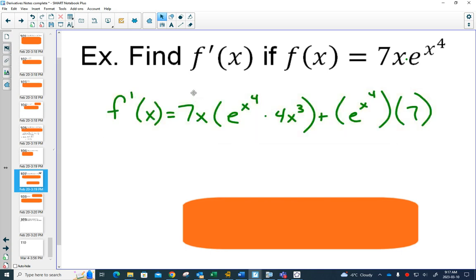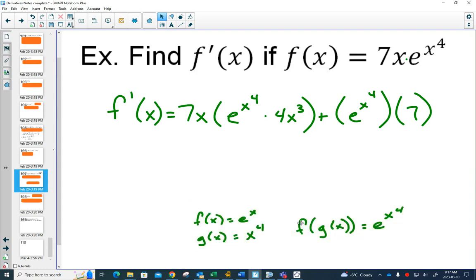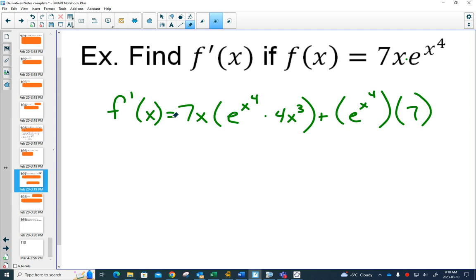It is a product rule. Keep the first one the same. Derivative of the second one is a chain rule, because there's an x to the 4 inside the e. So we do the derivative of the outside function, which is e, keep the inside the same, multiply by the derivative of the inside function. And in this case, if you wanted to simplify this, no, never mind. We won't simplify it. But you could factor out a 7 and an e to the x to the 4 out of both of them.